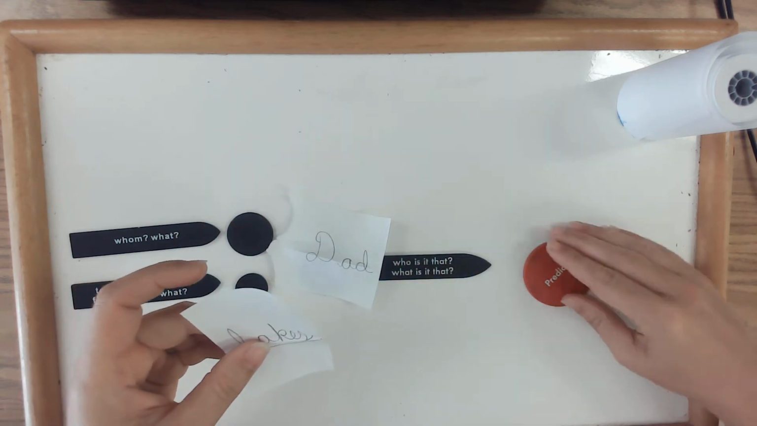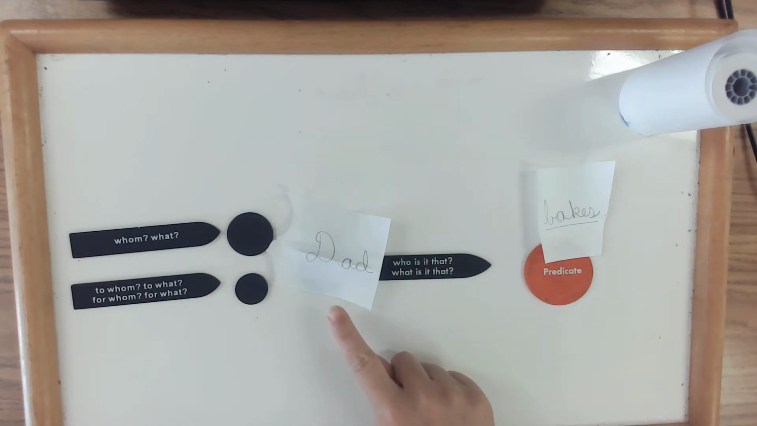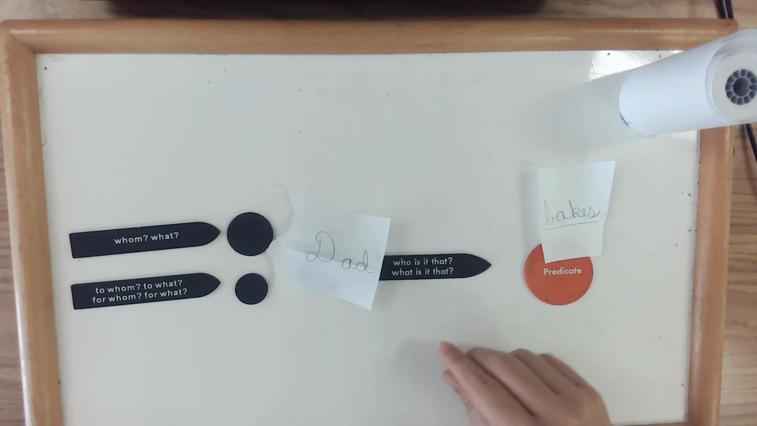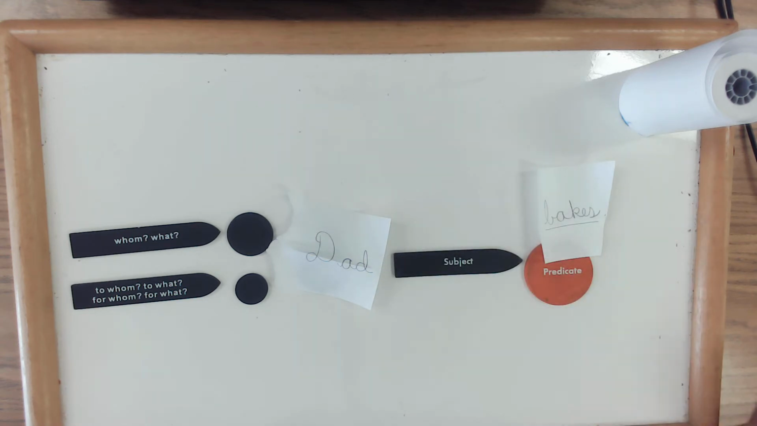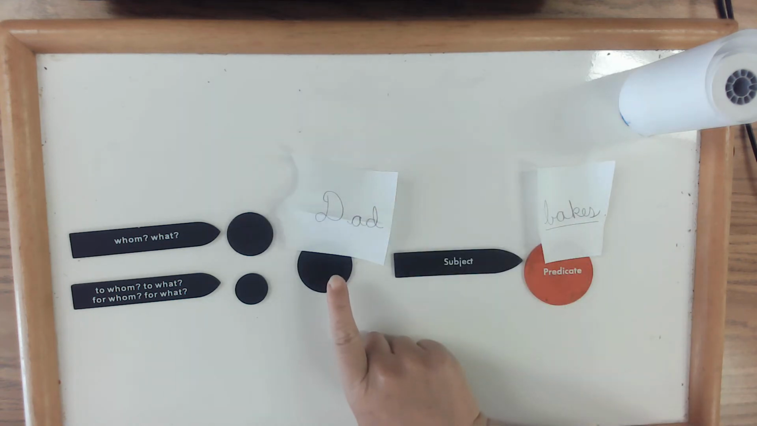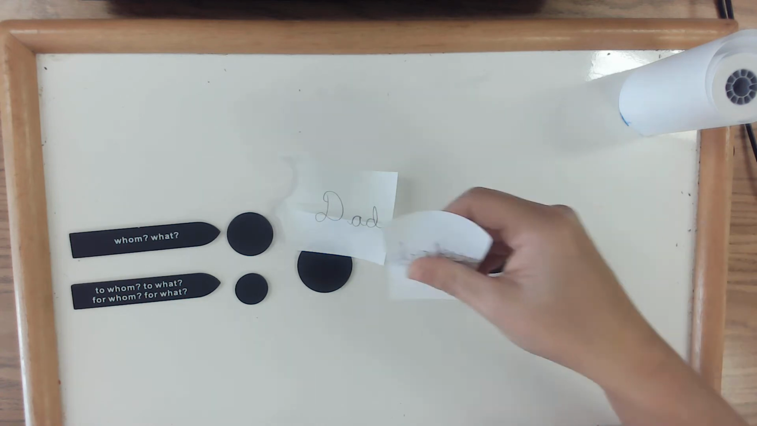If I flip this over, it tells me, now, Dad is the one who's doing the baking. It's who the sentence is about. And we call that the subject. Dad bakes. Dad is the subject. Bakes is the predicate. Let's do another sentence.